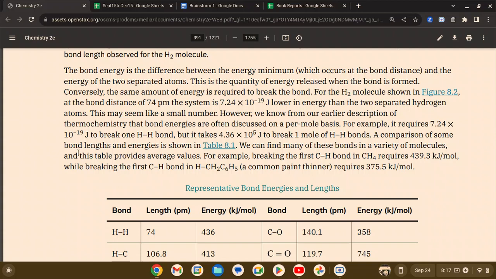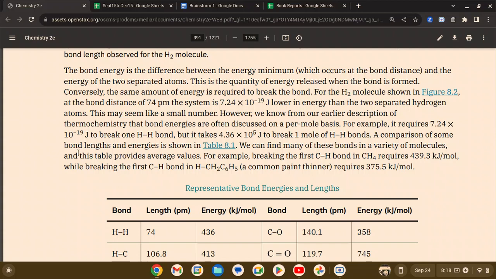and the energy of the two separated atoms. This is the quantity of energy released when the bond is formed. Conversely, the same amount of energy is required to break the bond. For the hydrogen molecule shown in figure 8.2, at the bond distance of 74 picometers, the system is 7.24 times 10 to the negative 19 joules lower in energy than the two separated hydrogen atoms. This may seem like a small number. However, we know from our earlier description of thermochemistry that bond energies are often discussed on a per mole basis. For example, it requires 7.24 times 10 to the negative 19 joules to break one hydrogen-hydrogen bond.